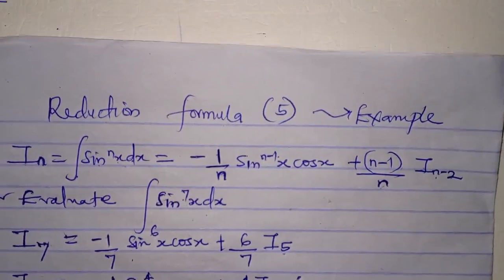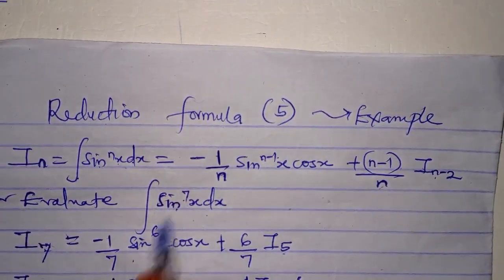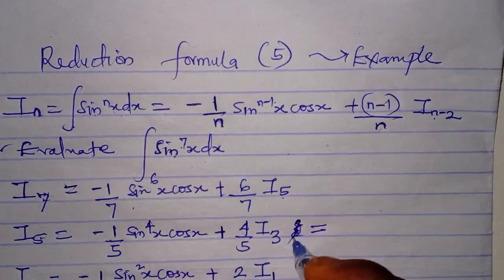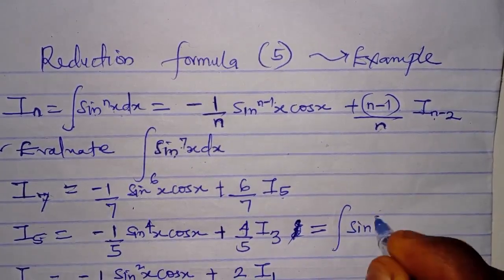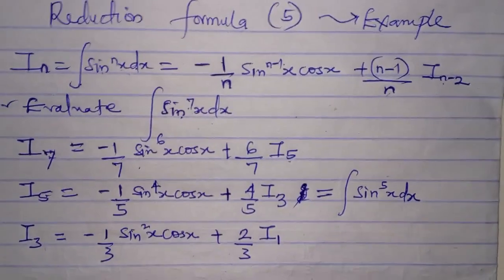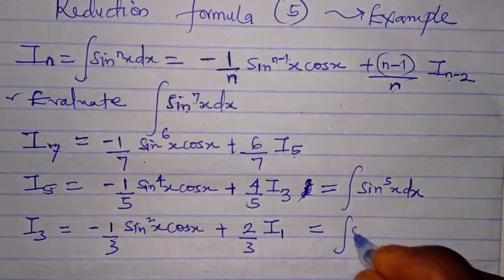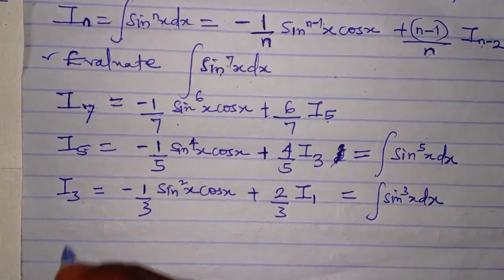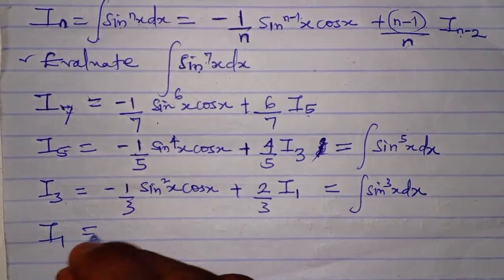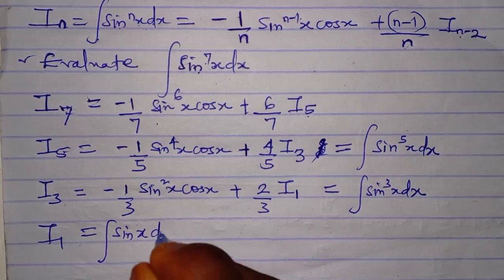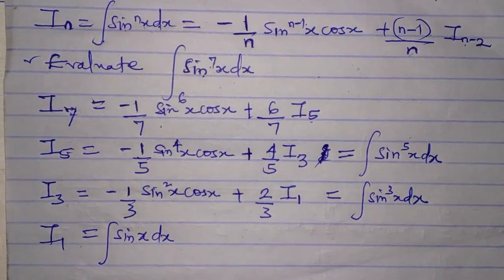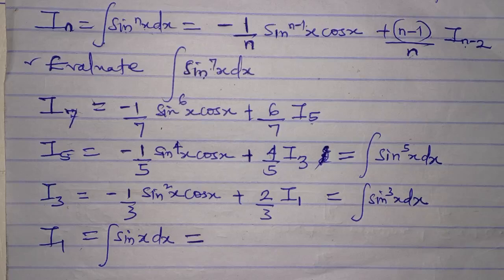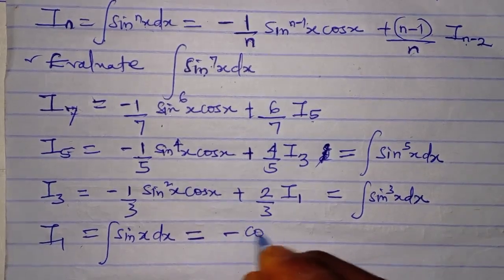I hope you know, I don't know why I'm not writing this. I7 is this integral. I5 is actually the integral of sine 5x dx. Then I3 is the integral of sine cube x dx. So I1 is the integral of sine x dx. And what would that produce? The integral of the sine function is the negative cosine. So we have minus cos x.